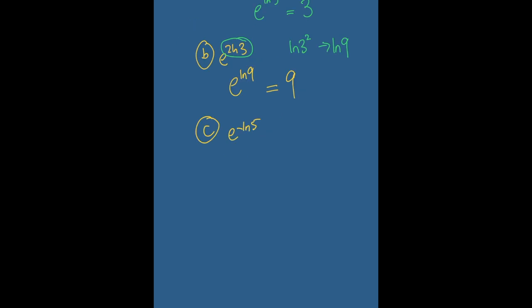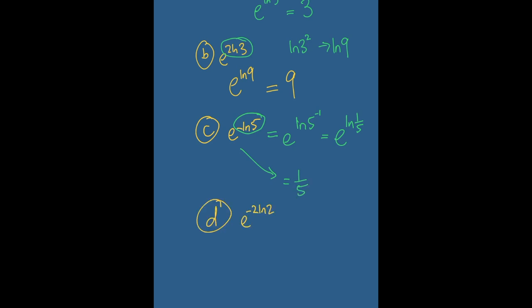For this question here, if you use your log laws, you know that that's the same as saying e to the ln of 5 to the negative 1, which is the same as e to the natural log of 1 on 5. Therefore, this is going to equal 1 on 5.